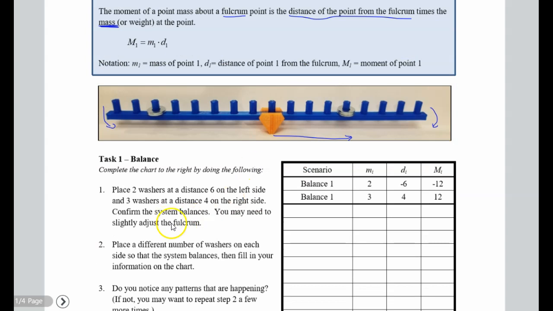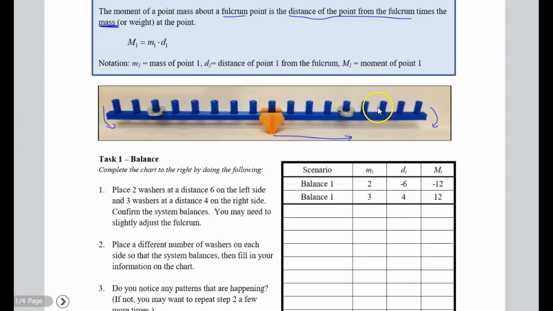The first thing you're going to do is recreate this situation here, just to make sure your balance beams are working. So put 2 washers at distance 6 on the left side. We would actually call this a distance of -6 since it's on the left. You'll see that in the chart. 3 washers at a distance of 4 on the right side. That's going to be the positive side, so positive distance. And then check that this system balances.